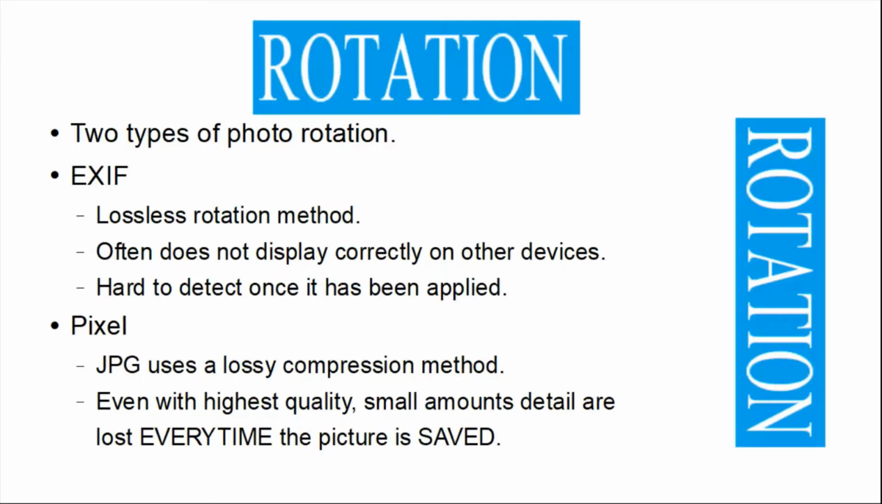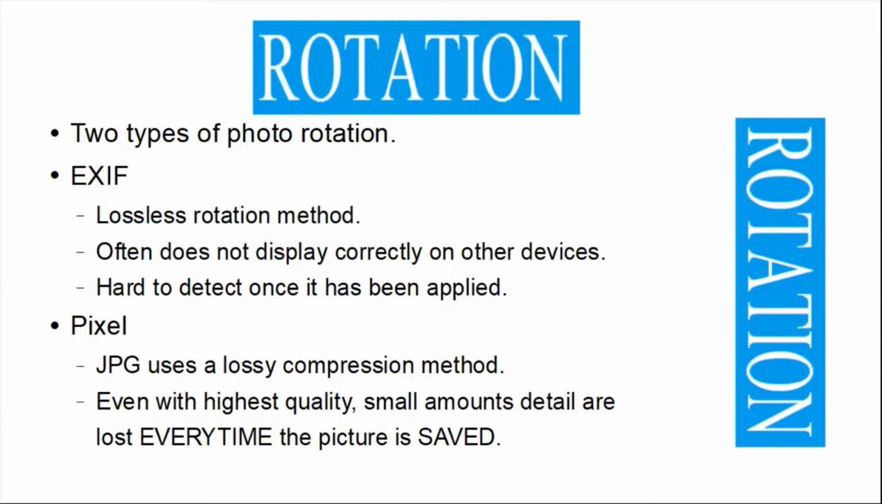There are two types of photo rotation, EXIF and pixel rotation. EXIF is a lossless rotation method. Your camera might do it automatically. If you've turned it up on the side, it might say, okay, show this rotated. The problem with this method is it often does not display correctly on other devices. So the picture will show sideways to some people and not other people, depending on what kind of device and what kind of browser.